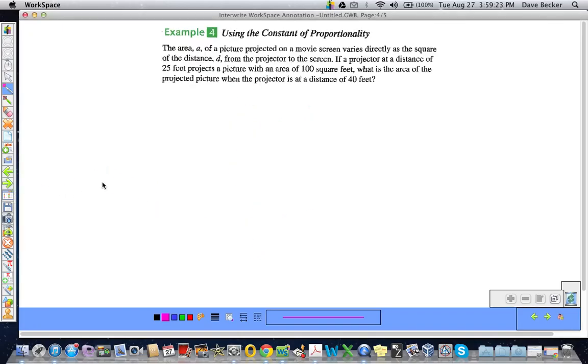All right. Last example, using the constant of proportionality. The area A of a picture projected on a movie screen varies directly as the square of the distance D. The area A varies directly, so there's going to be a K, as the square of the distance D from the projector. Okay, that might be important. It's from the projector, so that's K D squared.